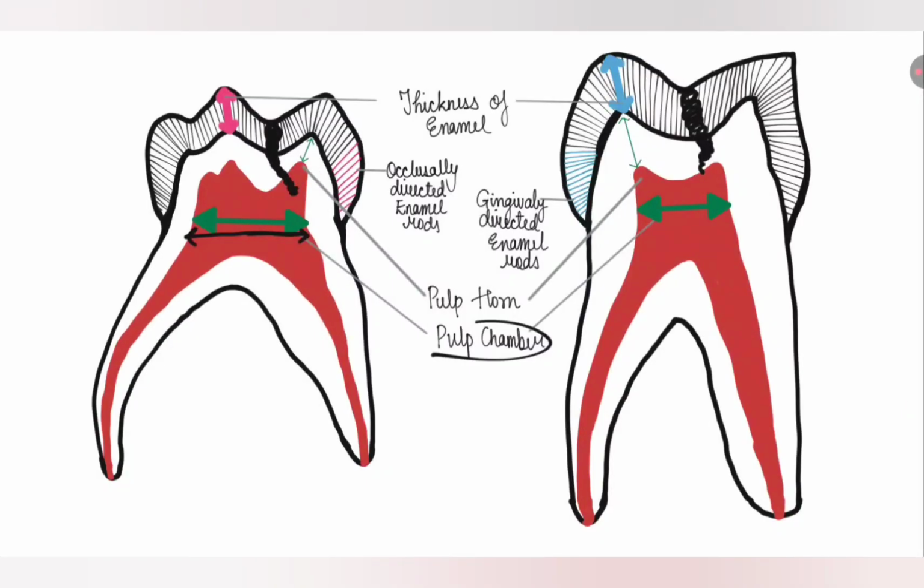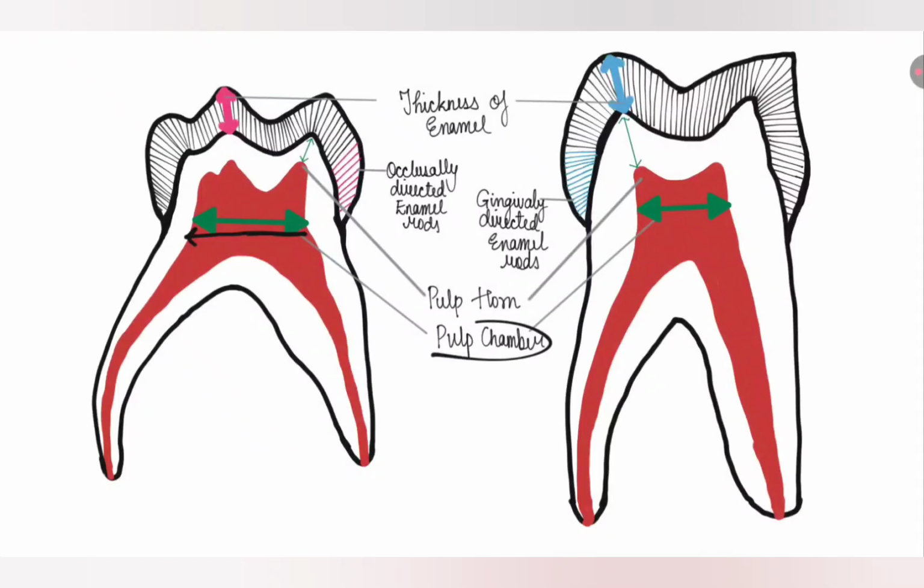Let's see in a clean diagram. If I am doing a cavity preparation here and I go normally like this, there are chances I might expose the pulp. Why? Because these pulp horns are situated higher towards the enamel area, right? So do we get it?